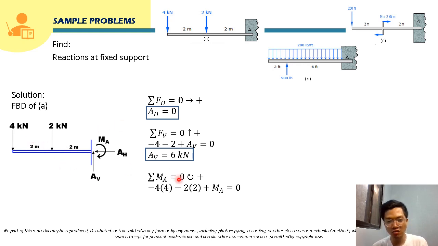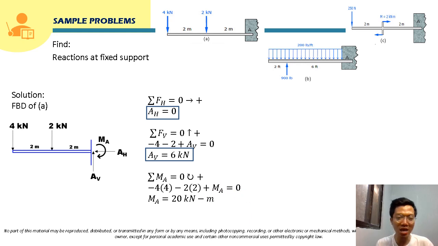Okay, and its rotation also is counterclockwise, so it will be negative here. And we will include in this summation our reaction moment, which is MA. So our assumption here is clockwise, so it will be positive in our summation. So that will be plus MA is equal to 0. So we can now solve for the reaction moment at A.